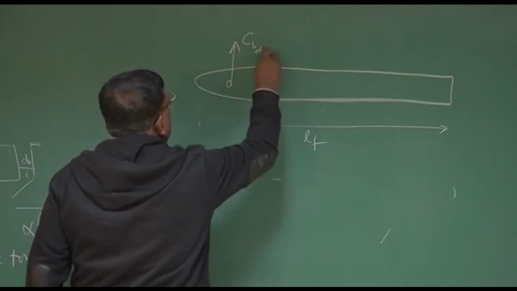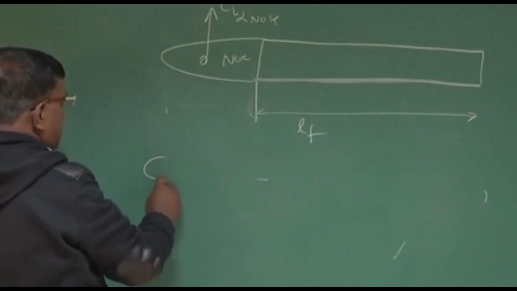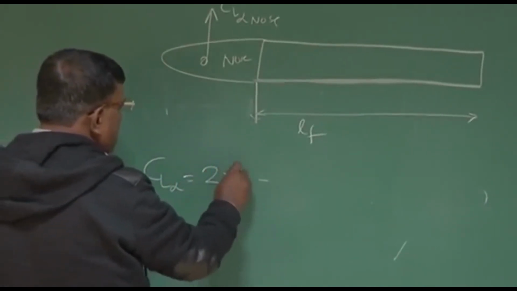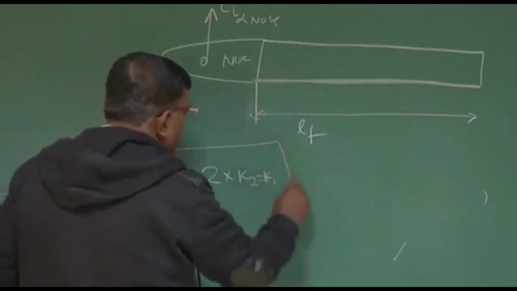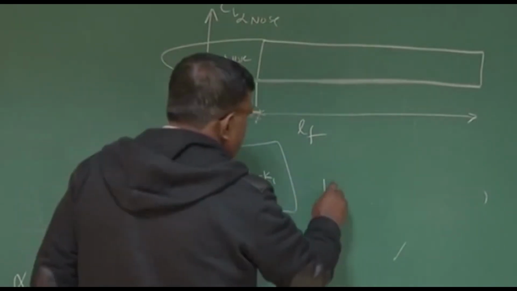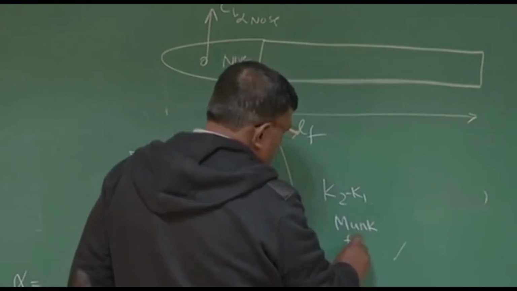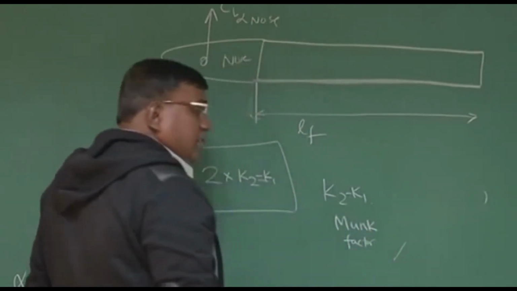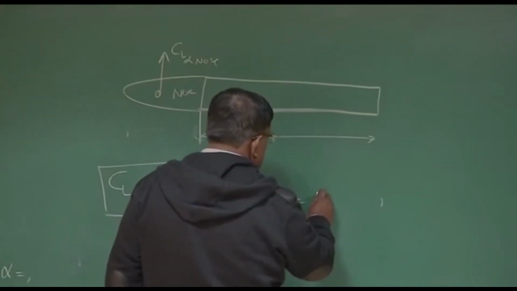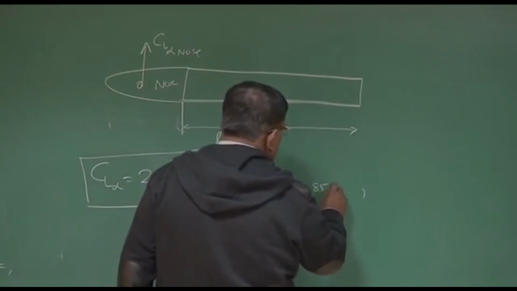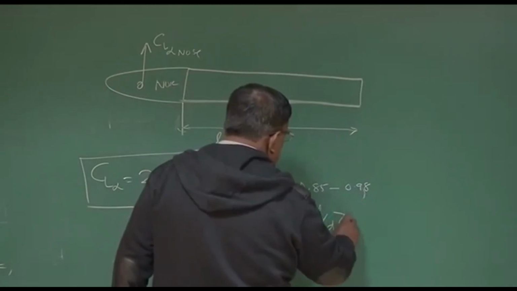CL alpha of the nose, this portion is nose. For small alpha, it can be approximated as 2 into some what you call Munk factor, K2 minus K1. And typically K2 minus K1, which is a Munk factor, these are for your information. I will not be able to add a lot of physics at this part of the lecture. This typical value is between 0.85 to 0.99 or 0.98 for L by D greater than 4.